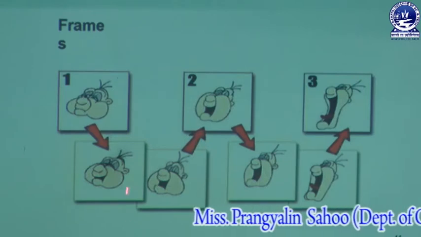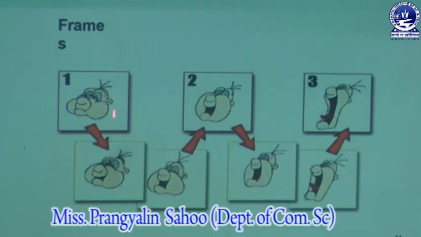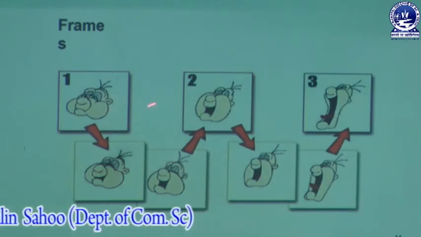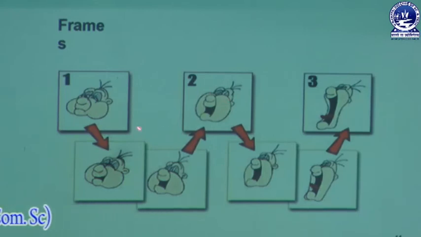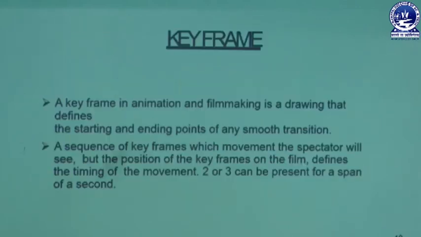That means here one picture is one frame. When it connects with two pictures, whatever elements are created at that time, that's your frames. Okay, now we go to our next concept, that's your keyframes.